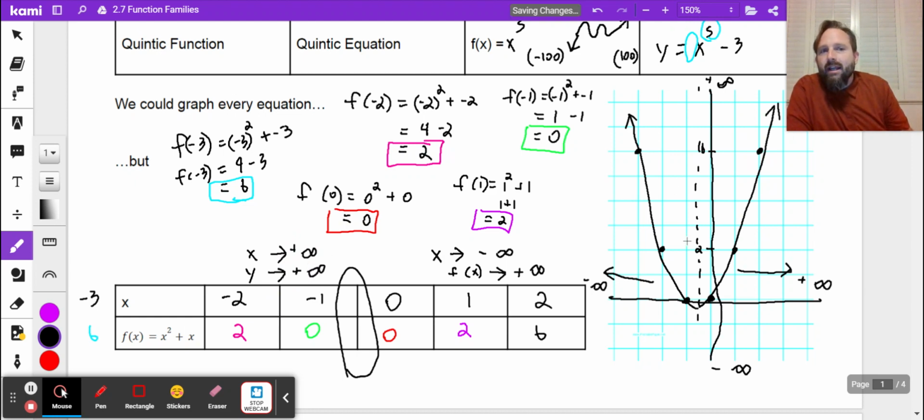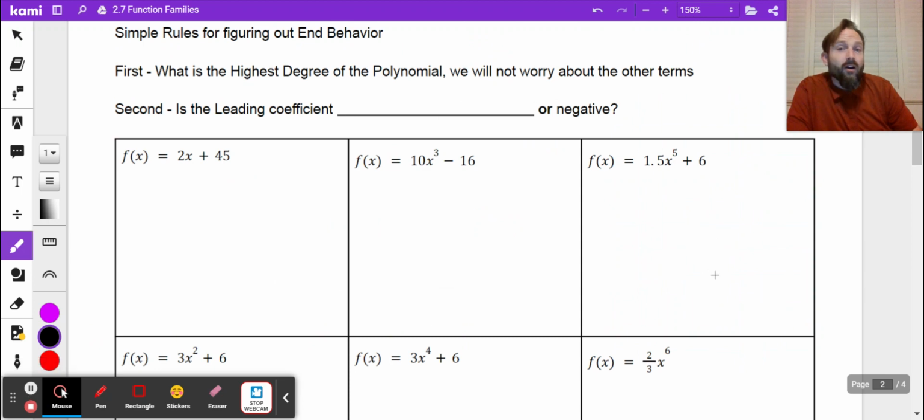Now, I don't need to draw this as long as I understand a few things. Let me show you some of the basic things we're going to do. Let's go down and do it. All right, so let's do simple rules for figuring out end behavior. First, what is the highest degree of the polynomial? Don't worry about the other ones. And second, is the leading coefficient positive or is it negative? So if I look at this, I don't care about this stuff. I'm going to look at this.